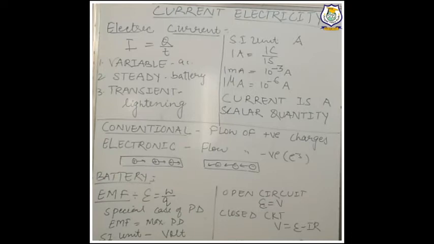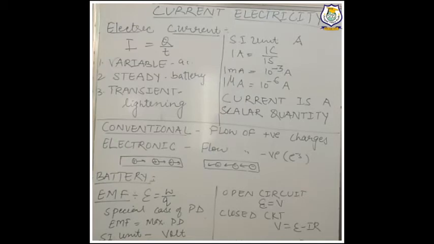And the third type is transient current. Transient current, I think you might have heard less about, but this is the current which flows for a small duration. An example is lightning. During lightning, what happens? Either the charge flows from one cloud to another cloud or from cloud to earth. At that time the current is visible for a small duration, and that is what we call lightning. So lightning is an example of transient current.